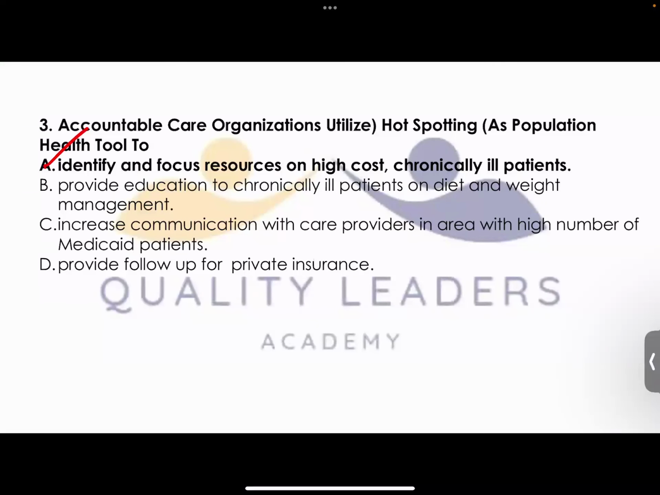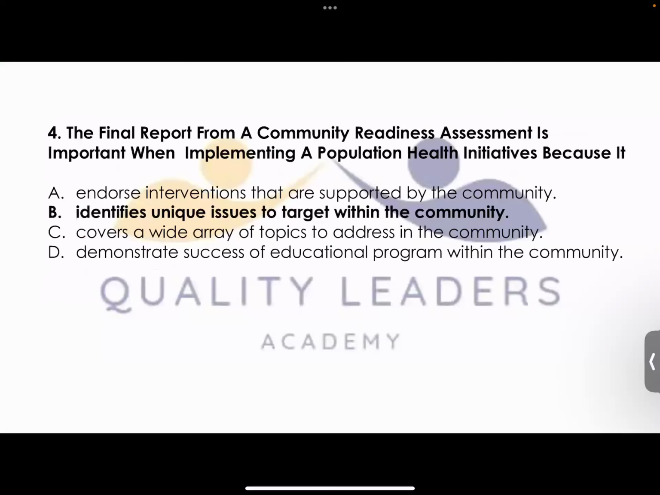Okay, clear? For number 4, the final report from a community readiness assessment is important when implementing population health initiatives because A, it endorses interventions that are supported by the community. B, identifies unique issues to target within the community. C, covers a wide array of topics to address in the community. D, demonstrates success of educational programs within the community.